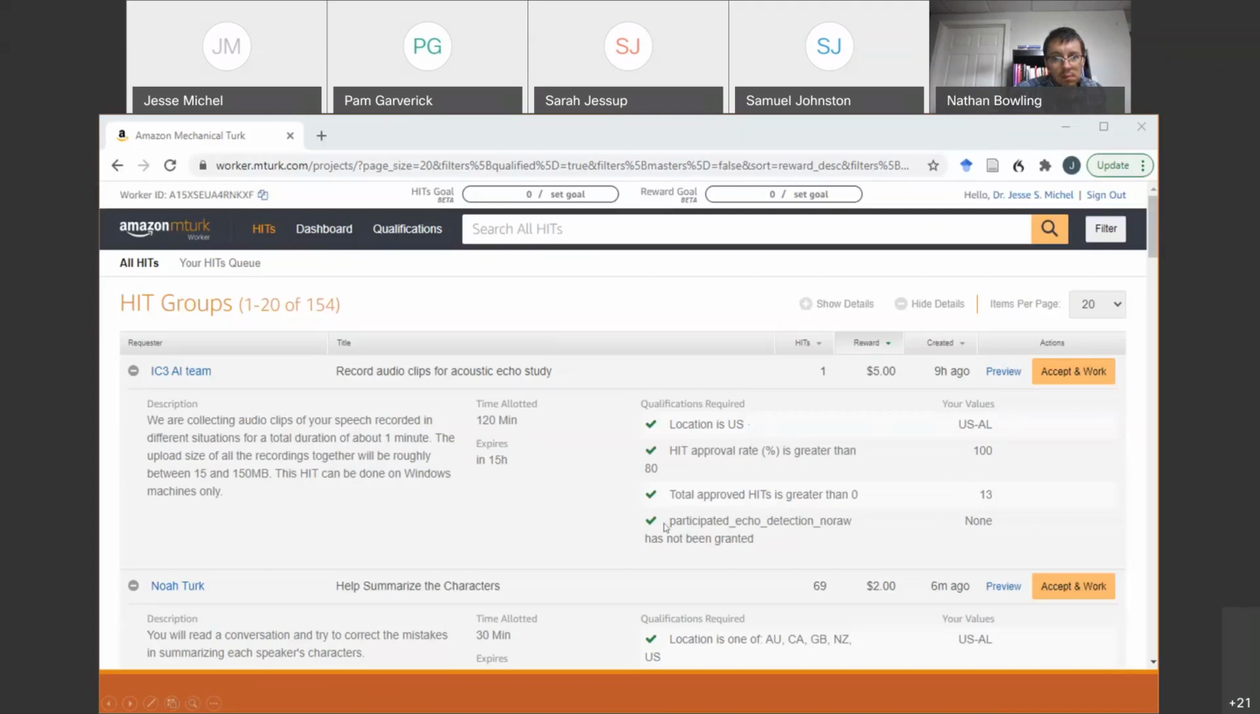This last one is a requirement that the researcher made, probably as a way to screen out participants, so people that have taken a previous survey. I didn't take a previous survey, so I'm not in here. So this is basically the interface that the workers have.